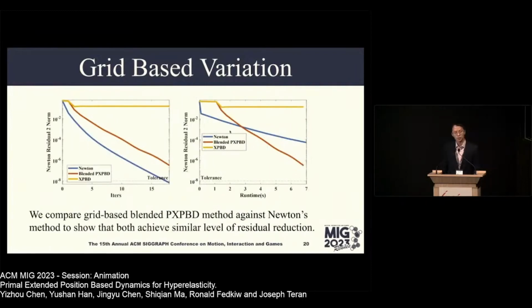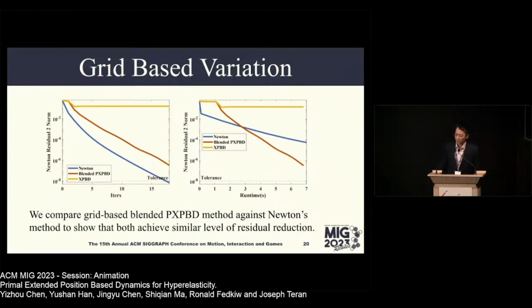And here, I want to present more data as well. On the left, I plot the residual norm versus the number of iterations for a given frame of the previous simulation. As you can see, XPBD stagnates as usual, but our blended algorithm achieves a similar level of residual reduction as Newton's method.